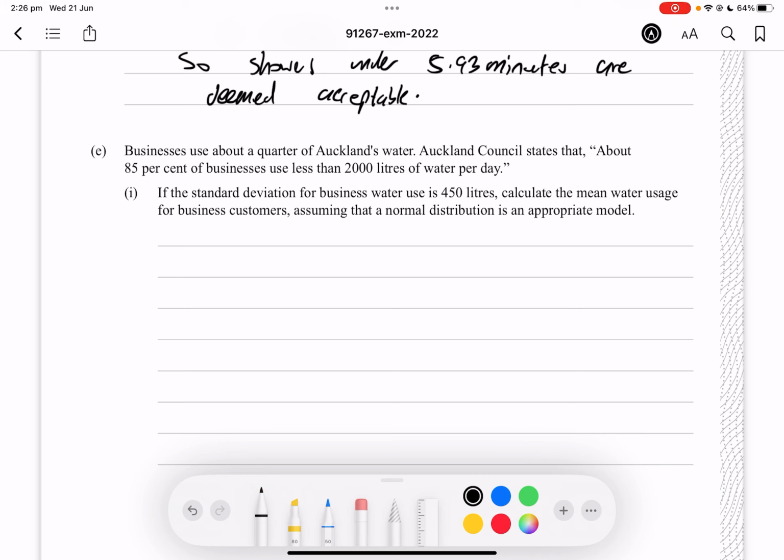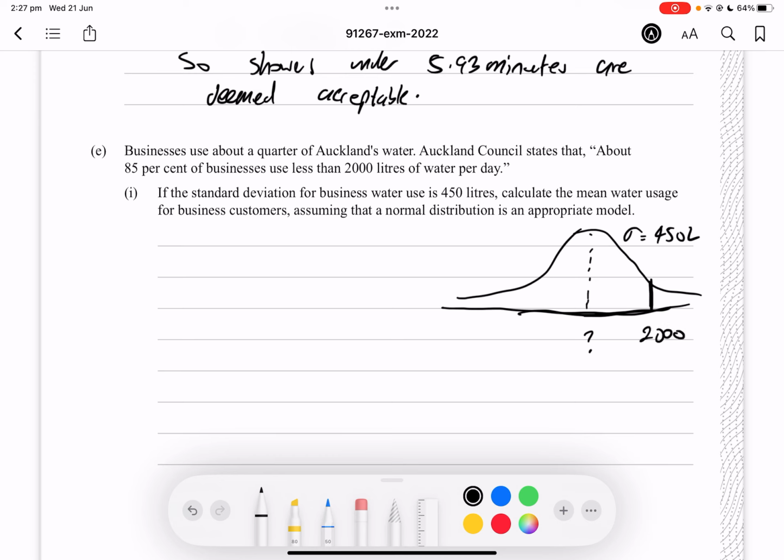Okay, so for this question, we have our normal distribution. So I'm going to have normal here, and I'm going to have some unknown mean, and standard deviation is 450 liters. And some information we do know is that 85% of businesses use less than 2,000 liters of water per day. So we're going to have some bound here, which is going to be equal to 2,000 liters, and we know that this entire area here is 0.85.